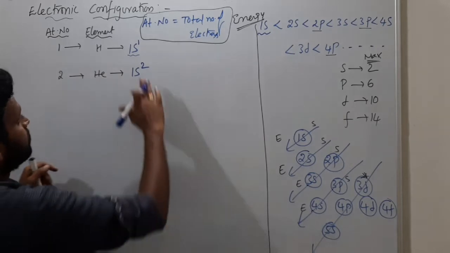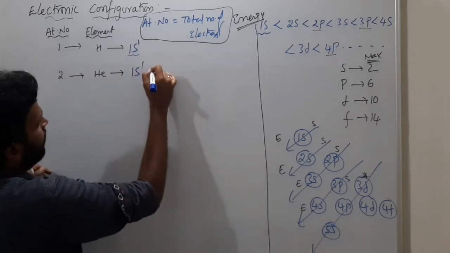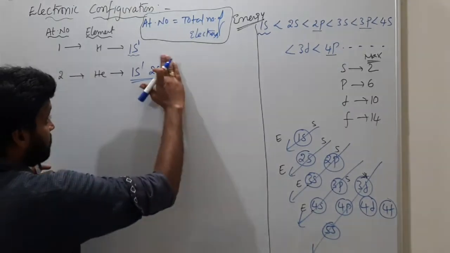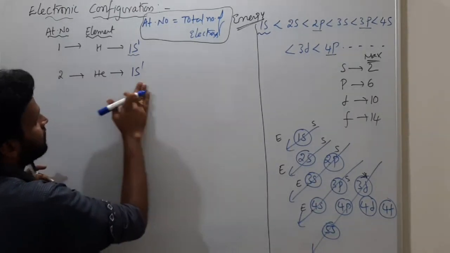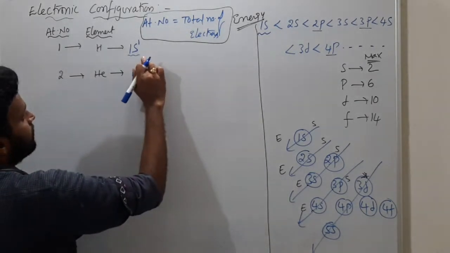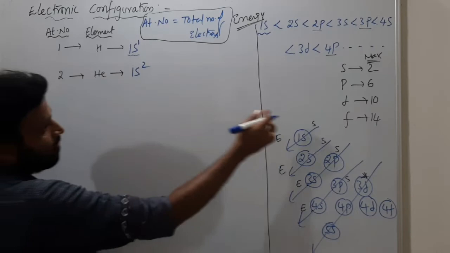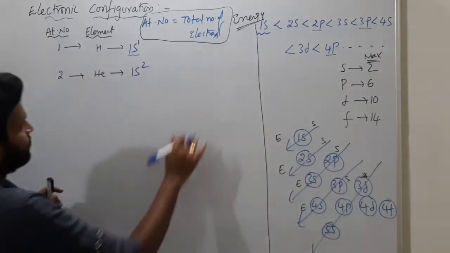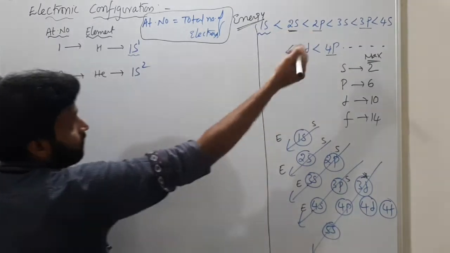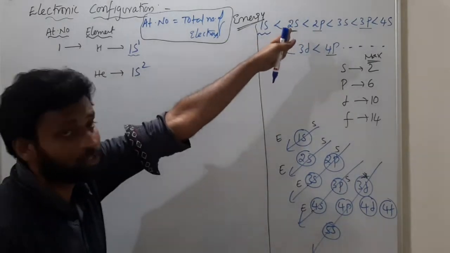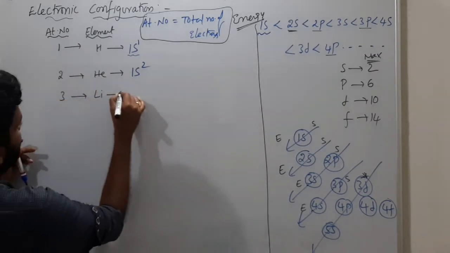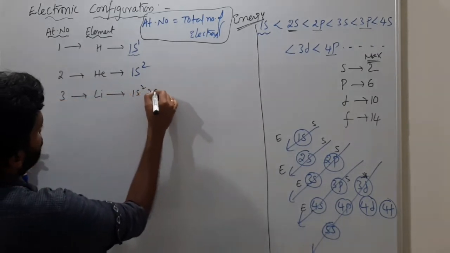Understood? Why, sir, not write 1s1 and 2s1? It's nicer to see. No, first the least energetic subshell must be completely filled. So it's 1s2, since s can have a maximum of 2 electrons. So 1s is filled. Next we look at the next energetic subshell. After 1s, which subshell is going to fill? 2s. So what is the third element? The third element is lithium. So it's 1s2, 2s1.